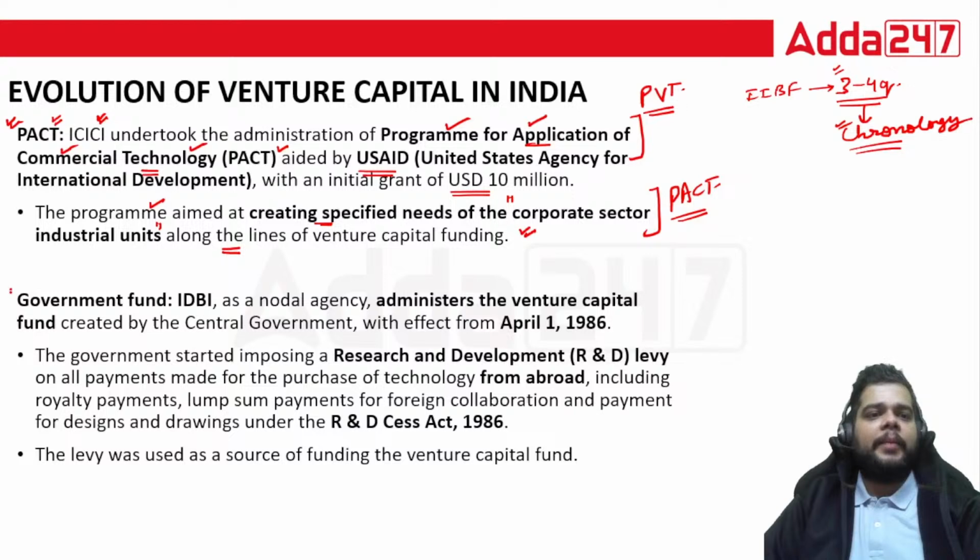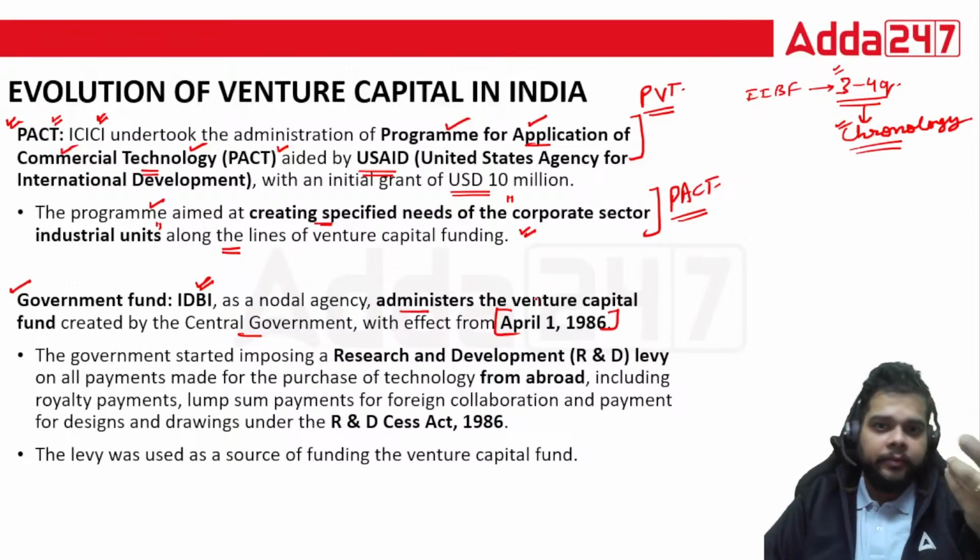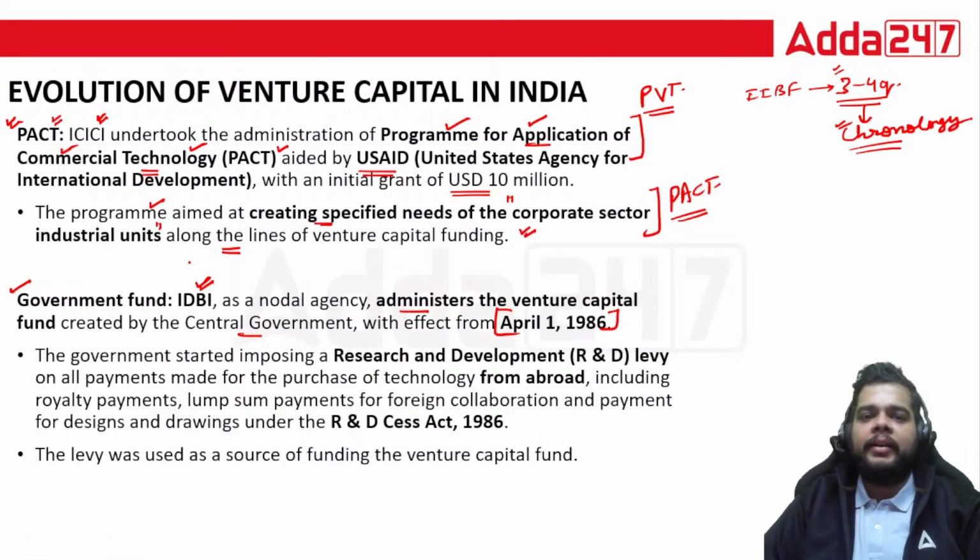Next, we have the government fund. So the government fund was started off by the central government in 1986. IDBI, as the nodal agency, administers the venture capital fund, VCF, created by the central government with effect from 1st April 1986. And when I talk about how the government was funding this particular fund, because government has limited sources, the government started to levy the R&D levy on all the products which you are purchasing from abroad.